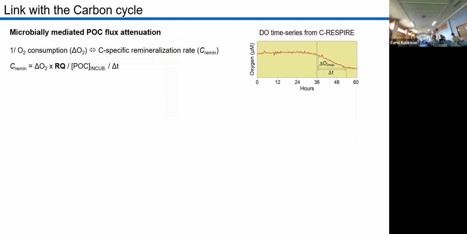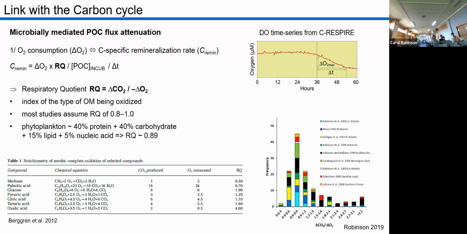So to get more insight and to try to estimate the microbial contribution to the POC flux attenuation, we can use the respiration measurements. I will take these respiration measurements as an example. But you have to make some assumptions. The first one is that you need to convert your oxygen consumption rate into a carbon-specific mineralization rate, and for that you need a conversion factor, what we call a respiratory quotient.